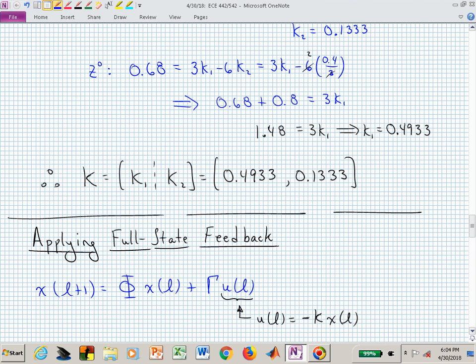The blue is just our dynamic equation. That governs the dynamic behavior of the system without any feedback. Once we change or introduce full state feedback, then we are really shaping the input to that system as a linear combination of state variables.